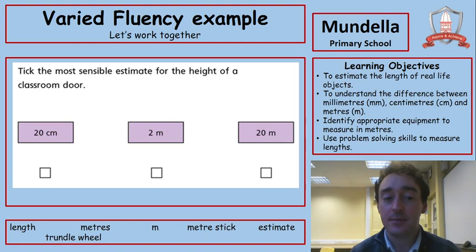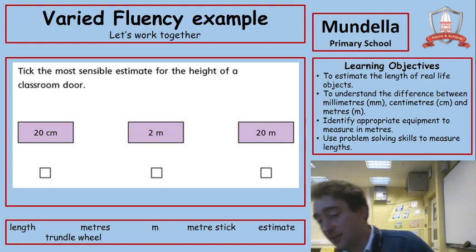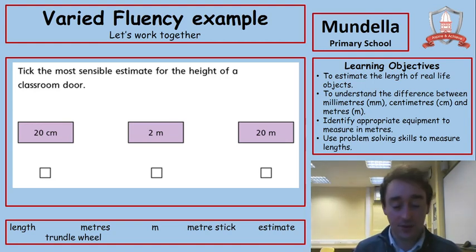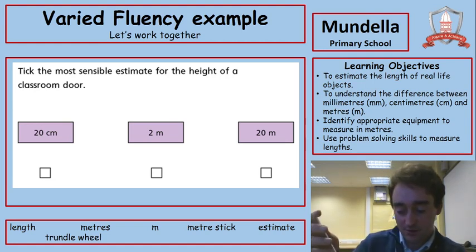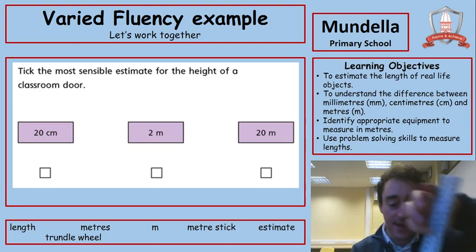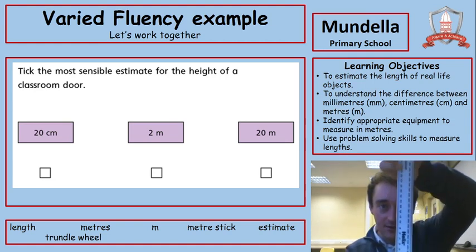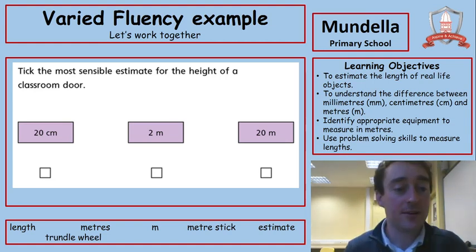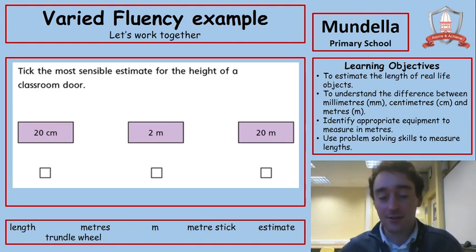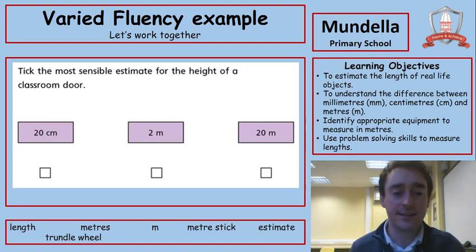Right, 20 centimetres. Where's my ruler? When I walked in this classroom to do this film, I don't think I walked in through a 20 centimetre door, because that would have taken me from there to there. And although I'm not the tallest person in the world, I definitely didn't go through that. So I'm not ticking 20 centimetres.